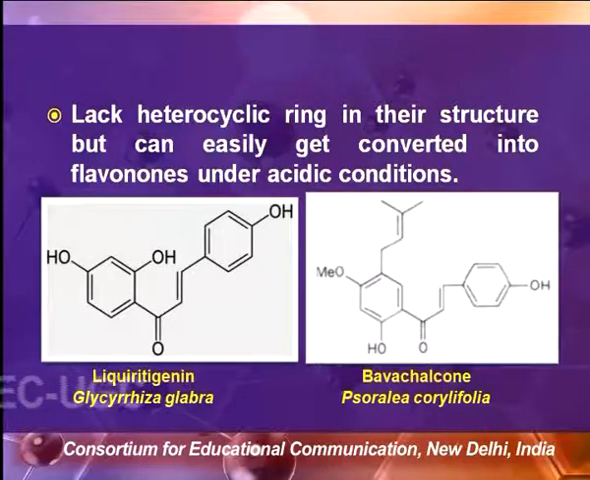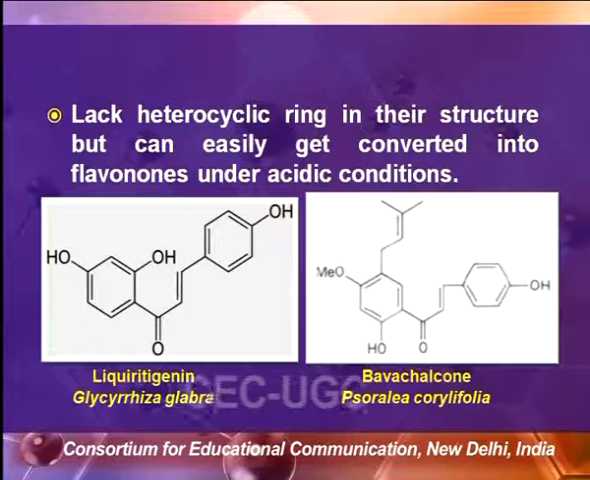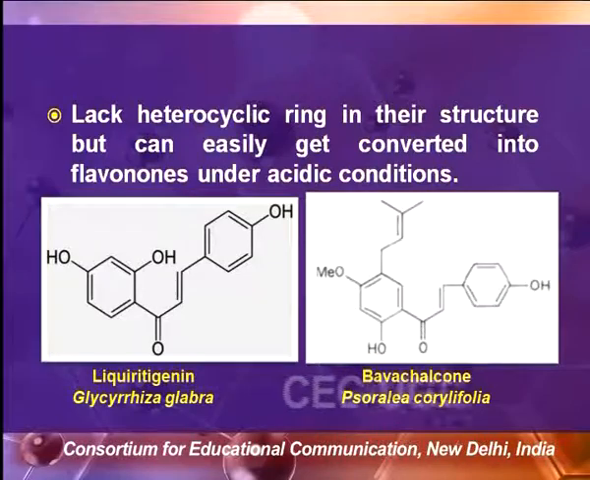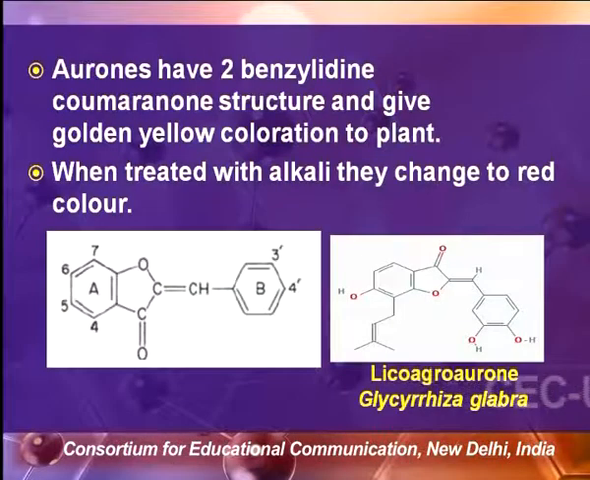And Liquiritigenin is a simple type of chalcone, and if the chalcone is substituted with prenyl chains or other side chains, as we can see in Bavachalcone, which is largely found in Psoralea corylifolia, which is used for psoriasis, such structures are the complex chalcones. Now, chalcones are also known as precursors for different types of flavonoids, which we will discuss in the biosynthetic pathway of the flavonoids. Now, the aurones are the flavonoids which have a 2-benzylidene coumaranone structure.